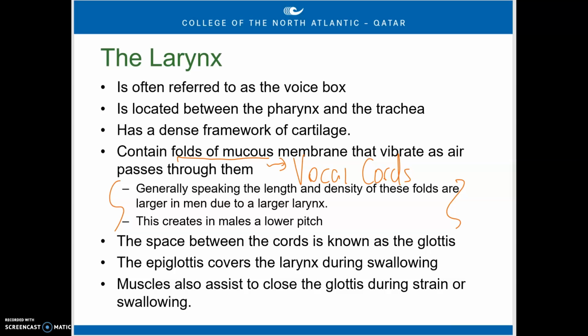Now, the space that we find between those mucous membrane folds, the vocal cords, is known as the glottis, and that's where food and liquids or air can pass. During swallowing, there's a small tissue called the epiglottis, and when you swallow, the epiglottis covers over the trachea.